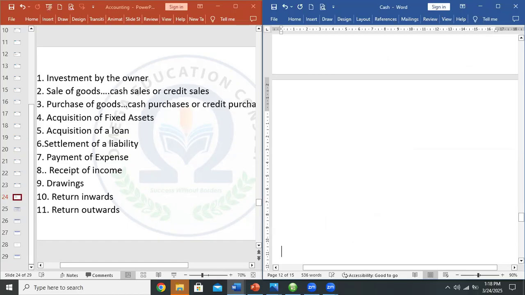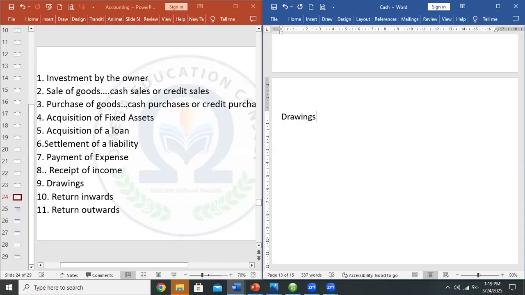Let's go to the 9th one, which is drawings. And I think I explained drawings to you, professors. Please, who would tell me what drawings is in a business? Drawings. Okay, Prof. Portia. Okay, so drawing is the withdrawal of a business equity for personal use. Okay, so withdrawal of business resources for private use by the owner, right?